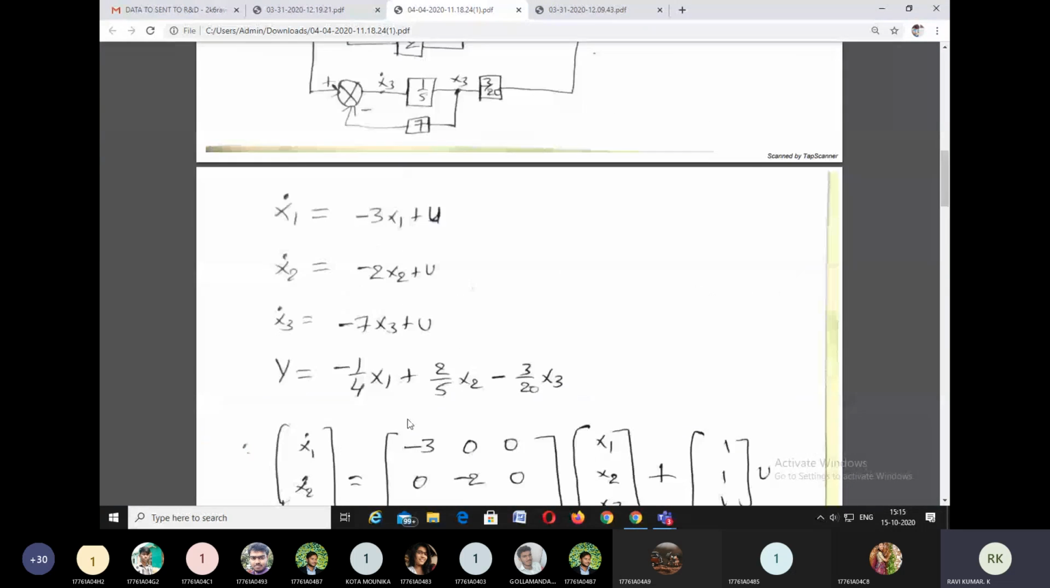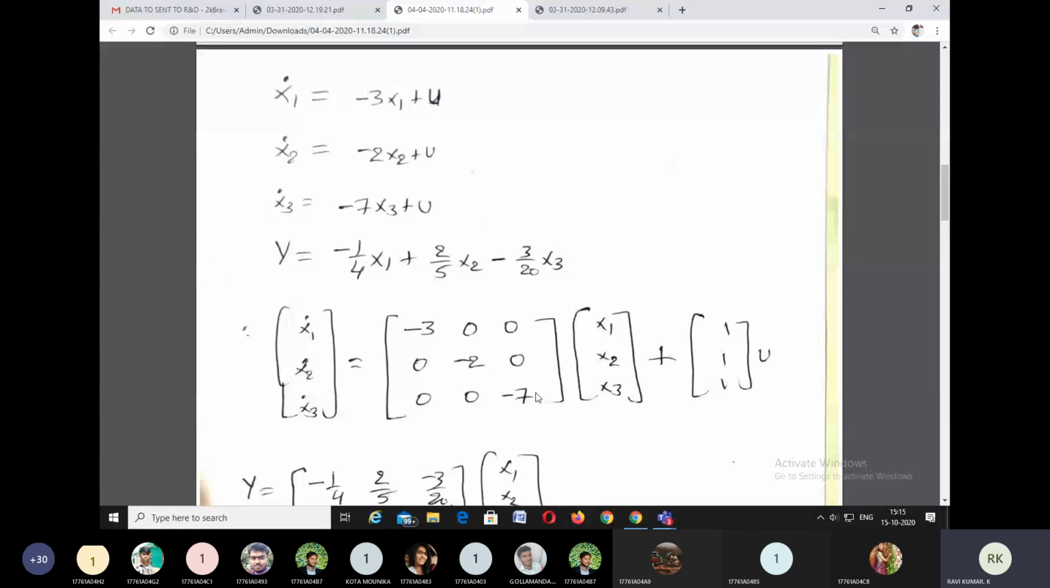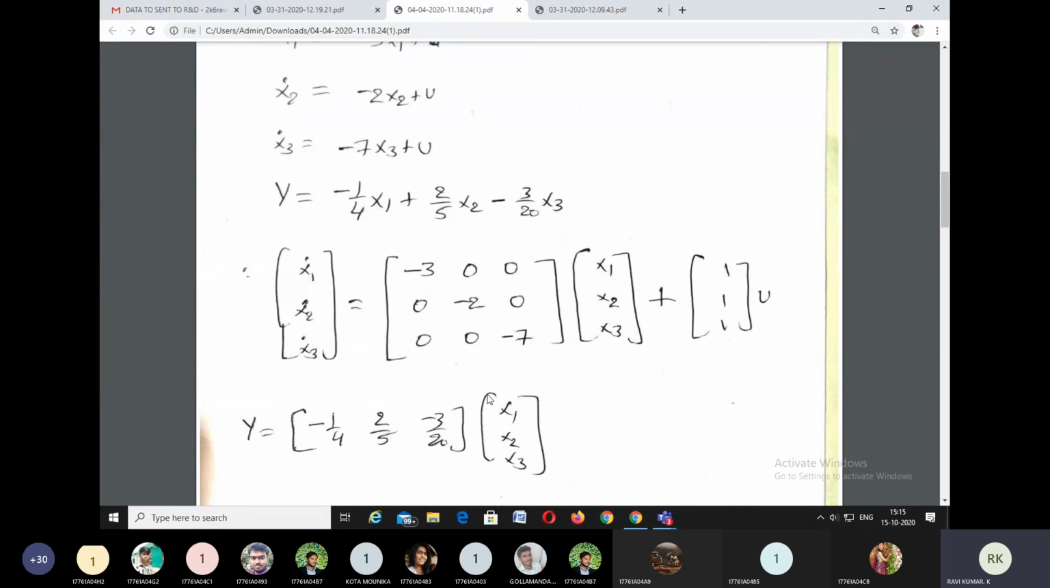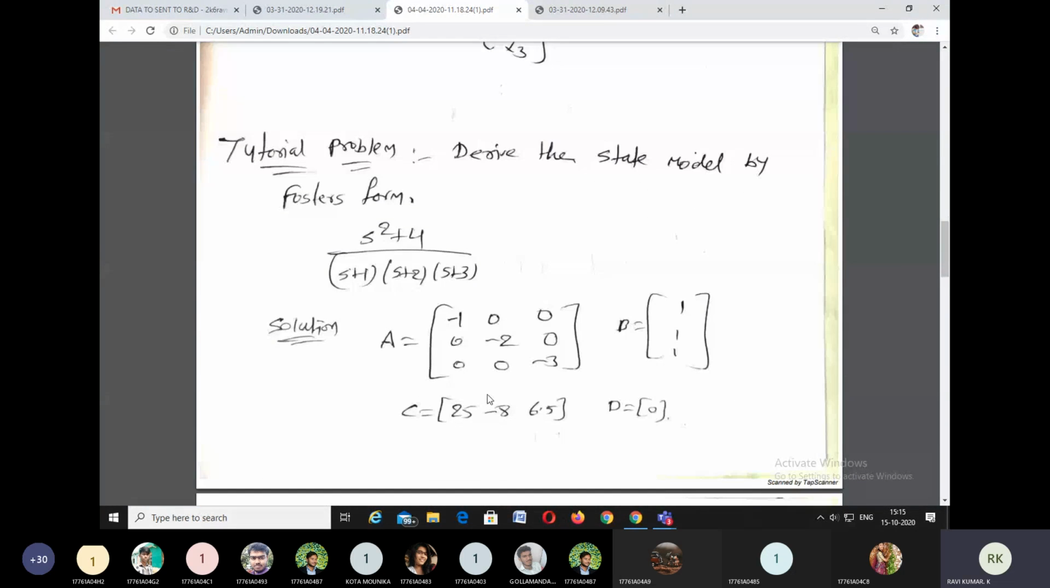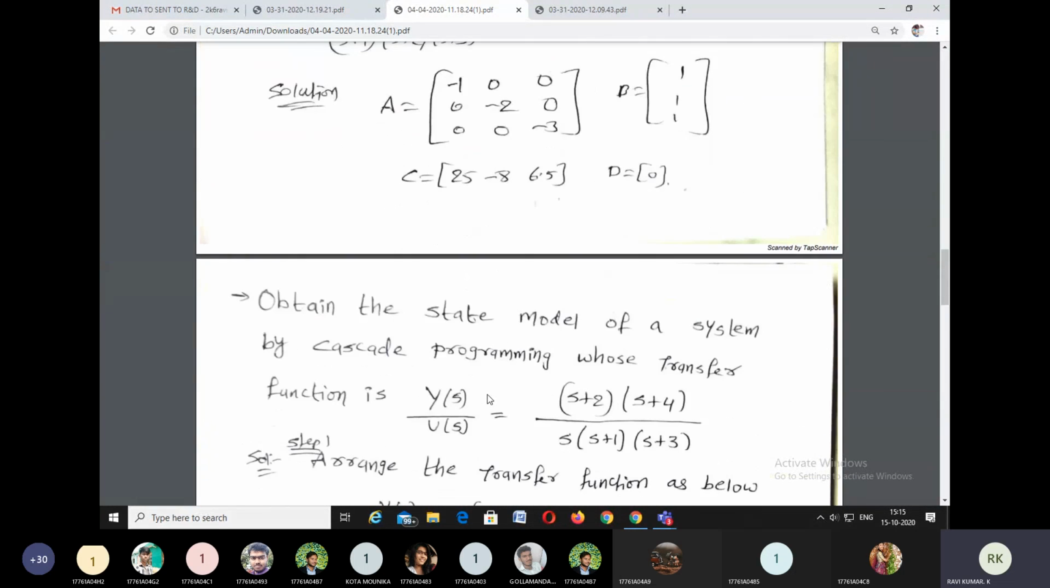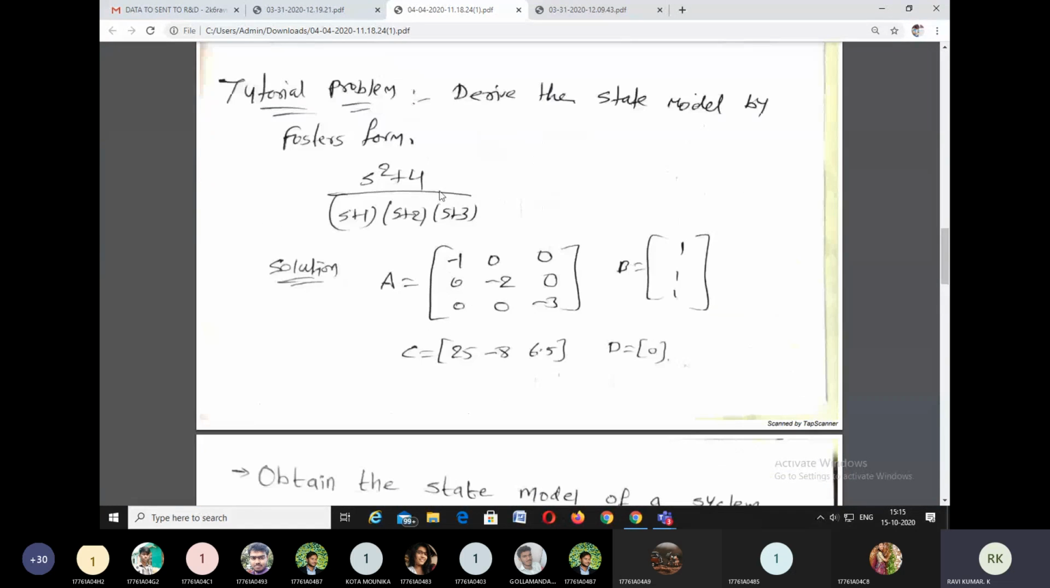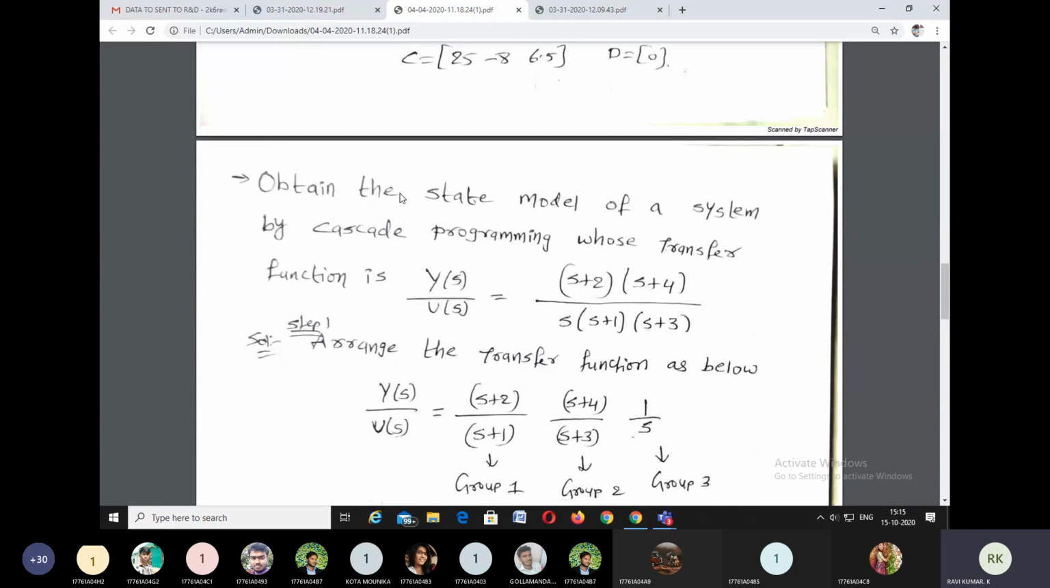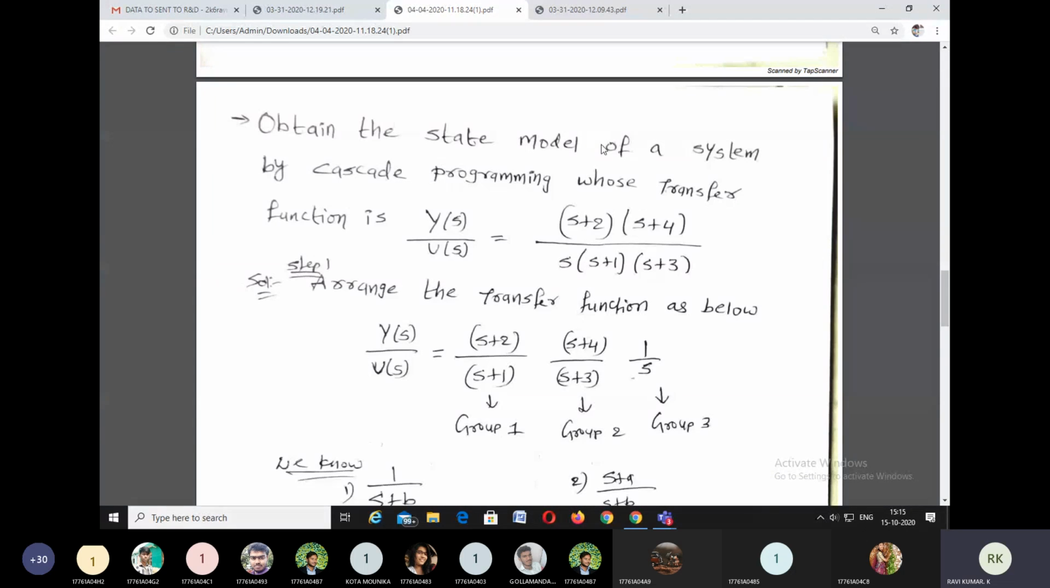So these are the coefficients here. Minus 3, minus 2, minus 7 are like that. We can verify the answer after solving the problem in this canonical form or Foster form. Similarly, you can derive the same thing here for this problem also, and obtain the state space model.